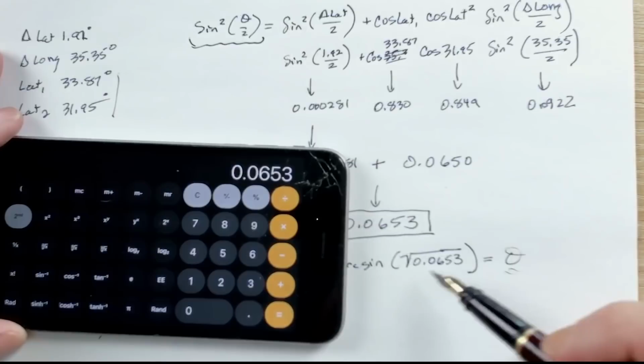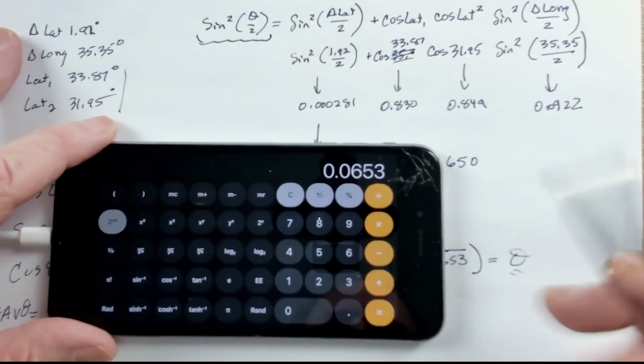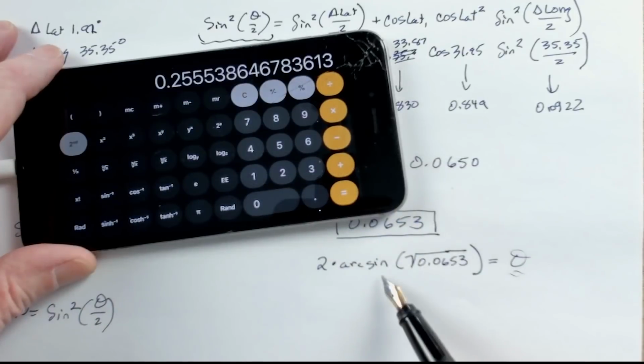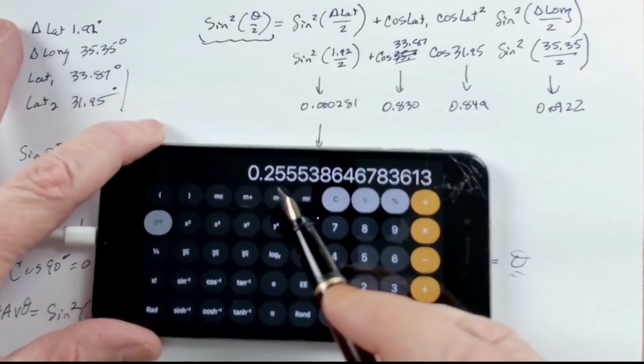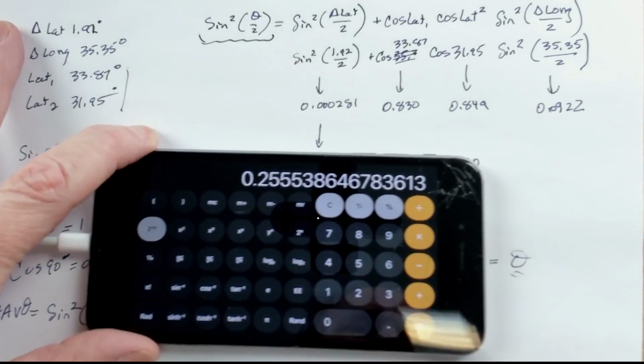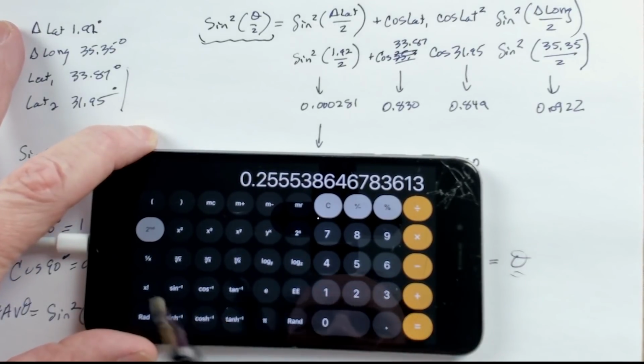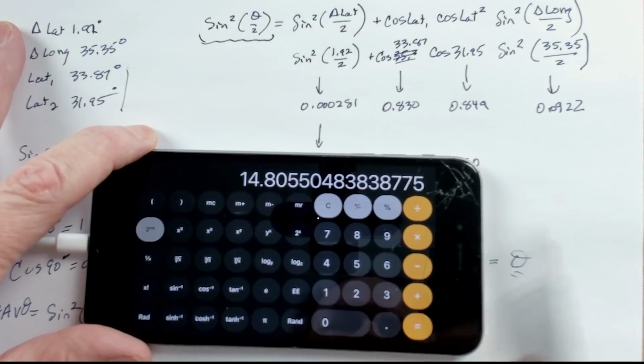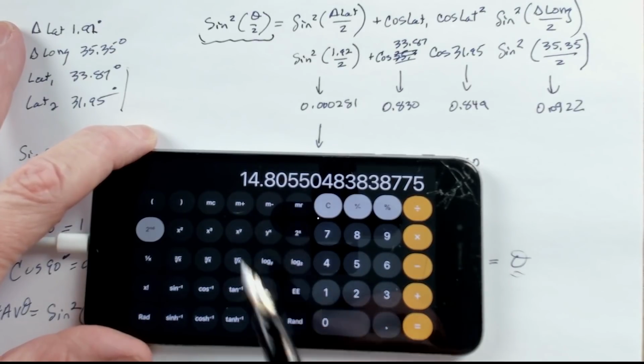14.0653. We have to take the square root of that, and to do that, we'll hit the square root function. Next, we have to take the arc sine of this number, which is the sine of 1/2 of angle theta. So make sure that it's on second, and then just hit the arc sine function. And that comes up to 14.81.